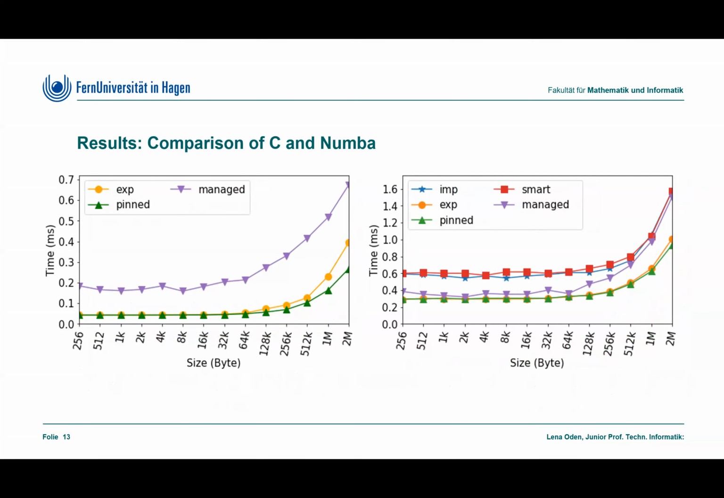So I don't want to make the C and Numba comparison here. I just want to see the relative changes. And if you look at C, you see that there's a huge difference between managed and explicit copies and pinned memories, which is not so strong for Numba. And so I really like to understand what is the reason for this. Why do we have better performance for managed memory for small arrays?